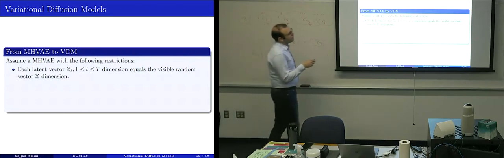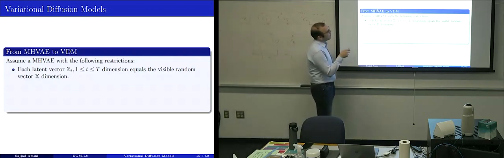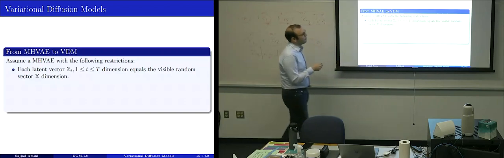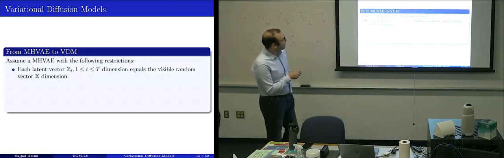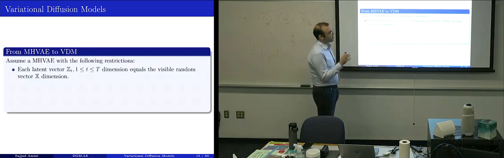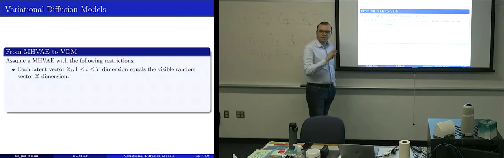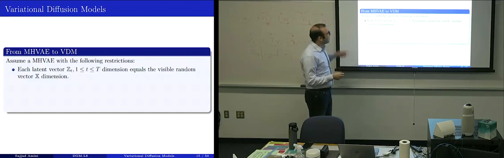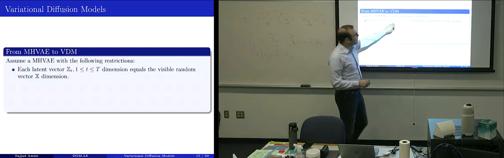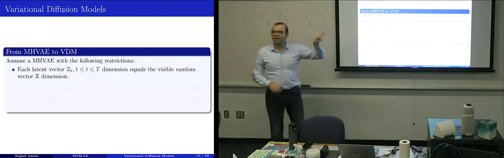So how can we switch from Markovian hierarchical VAE to variational diffusion models? Assume we have a Markovian hierarchical VAE with the following restrictions. Pay attention to these restrictions, because we use them to simplify the notation more. The first restriction is that each latent vector ZT is of the same dimension as X.